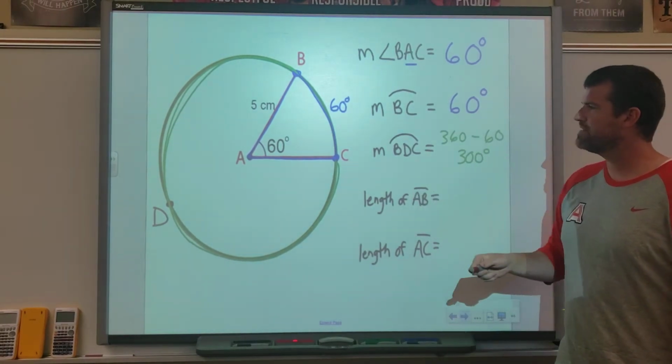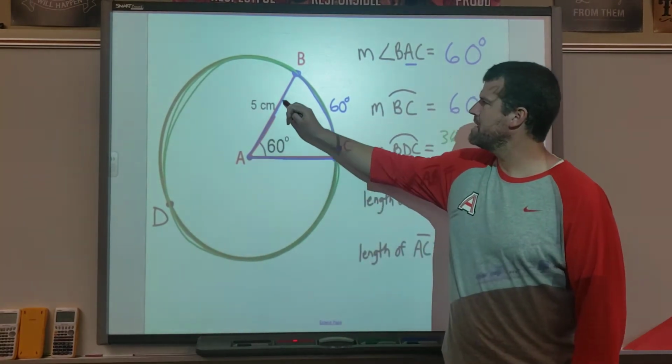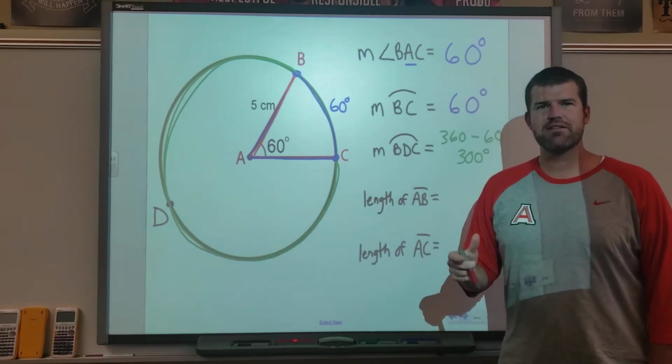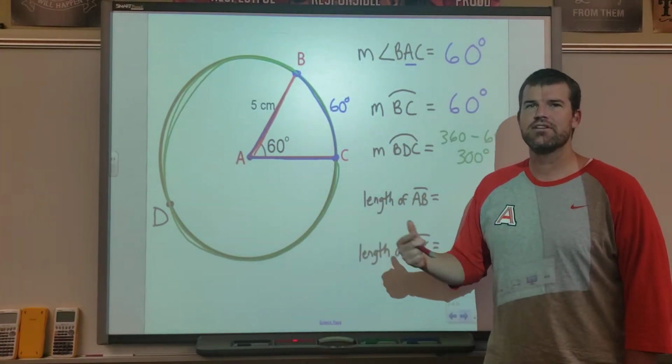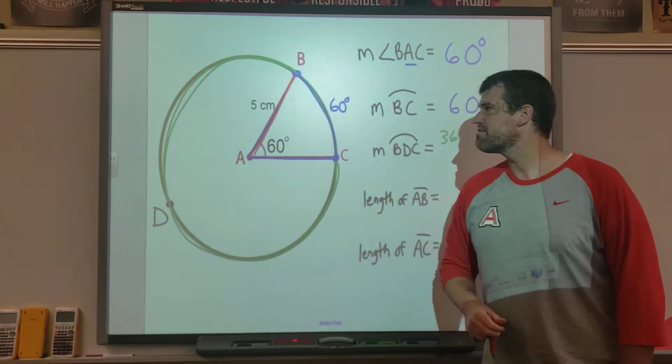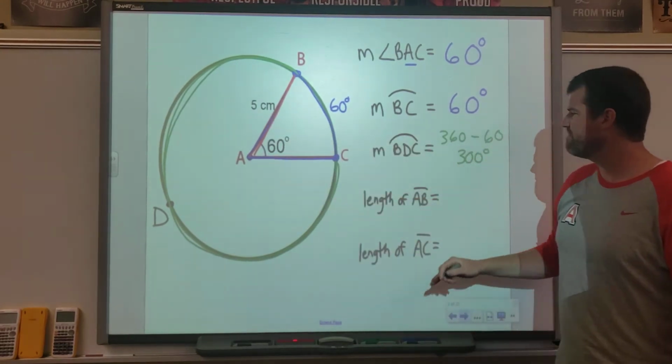All right. The length of AB, right? This is a segment. Well, first off, what do we call that segment that goes from A to B? It's a radius, right? And so this particular radius is 5 centimeters.